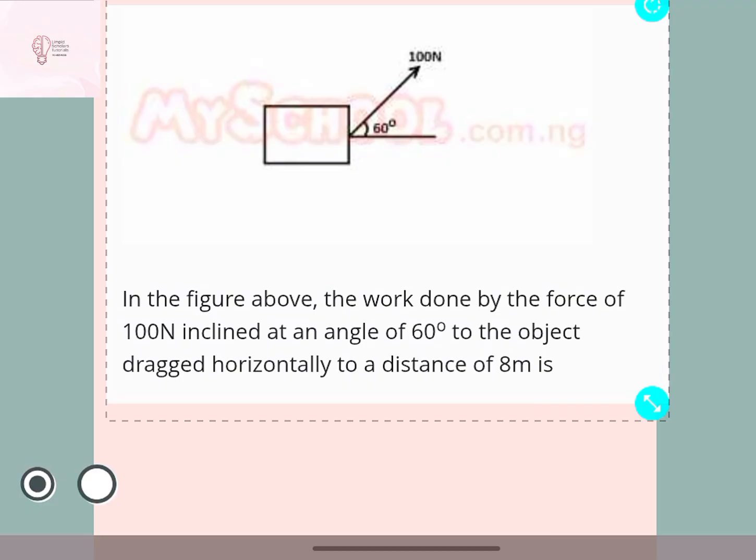If you check this, you will see that 100 Newton is inclined at an angle to the horizontal, that's 60 degrees. Okay, so how can we solve this? Remember that they did not label the distance. If you check there, you will see that they gave us distance 8 meters in the question, but they did not label it. How are we going to do it?